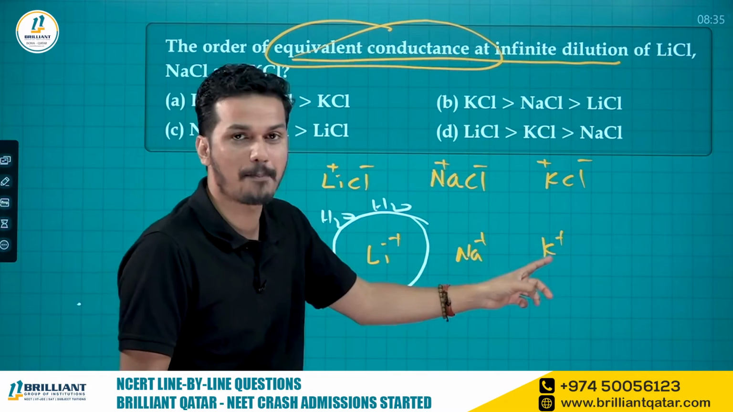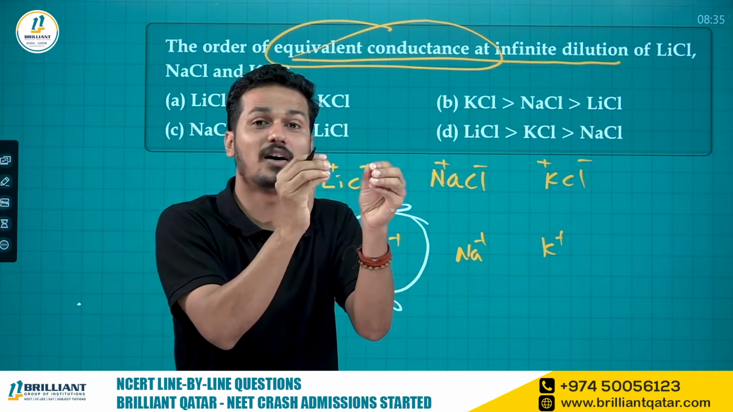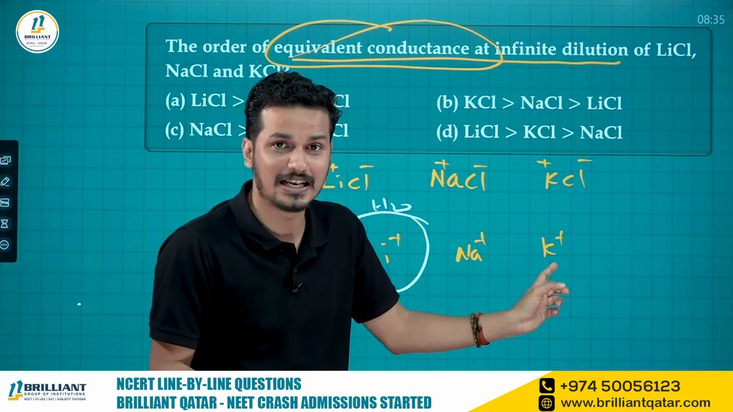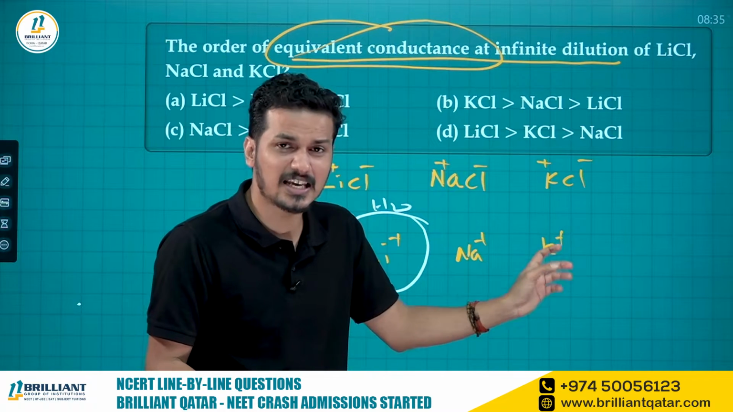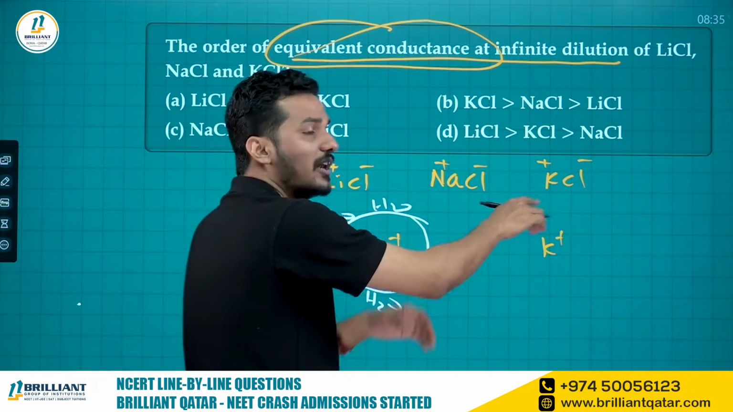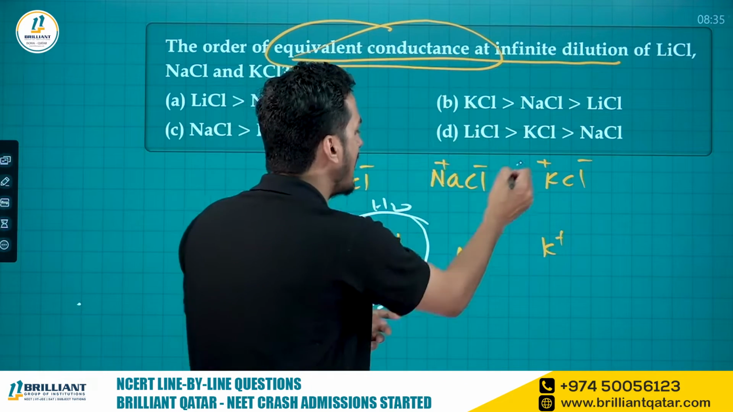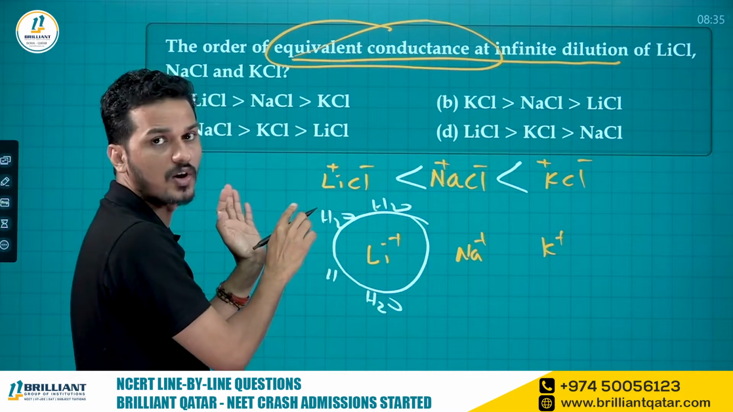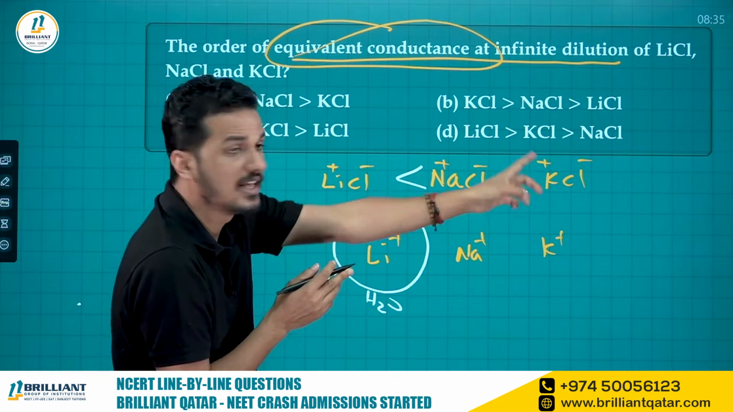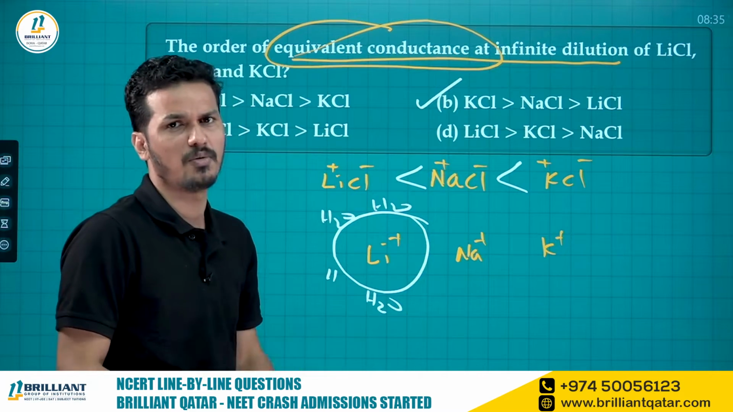What about K plus? Its size is bigger, so automatically fewer water molecules get attached. So the hydration enthalpy is less, meaning it can move faster. So what's the answer? KCl will have more equivalent conductance than NaCl, than lithium chloride. So option B is the correct answer. I hope you guys got it.